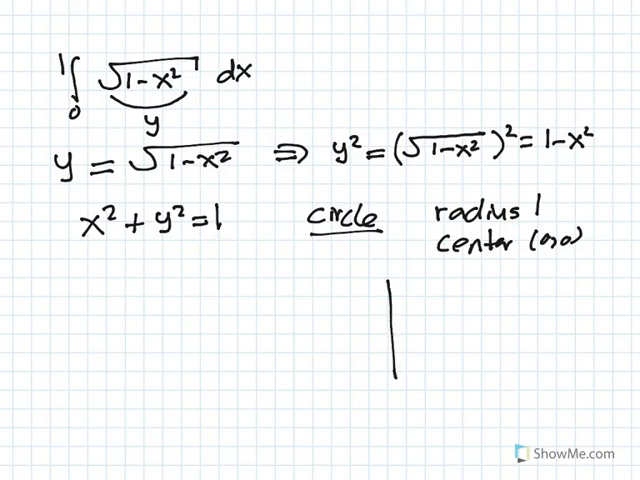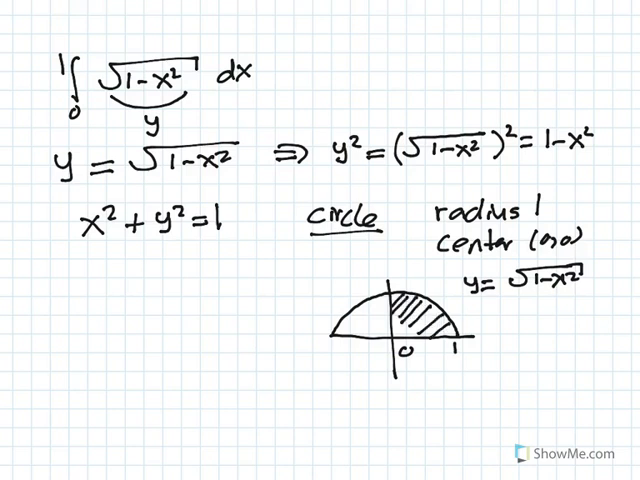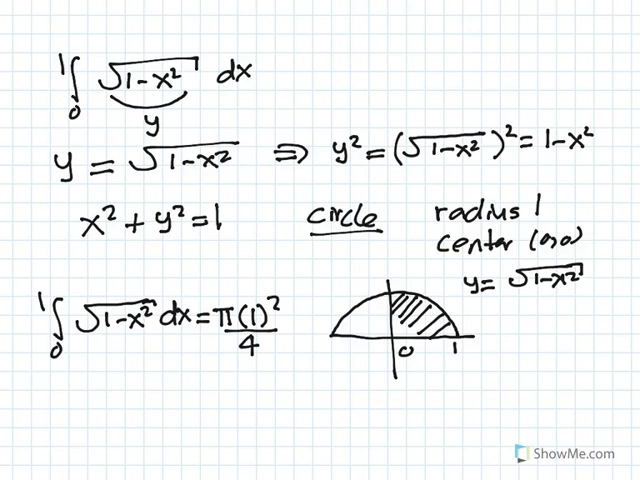So if we draw a diagram, here's the top half of a circle, which is y equal to root of 1 minus x squared. And we're integrating from 0 to 1. So we're finding the shaded area of a quarter of a circle. So the integral from 0 to 1 of root of 1 minus x squared dx is equal to pi times the radius squared. The radius is 1, so that's pi times 1 squared divided by 4, because we have a quarter of a circle. So that's pi over 4. And this is the actual value of the definite integral.